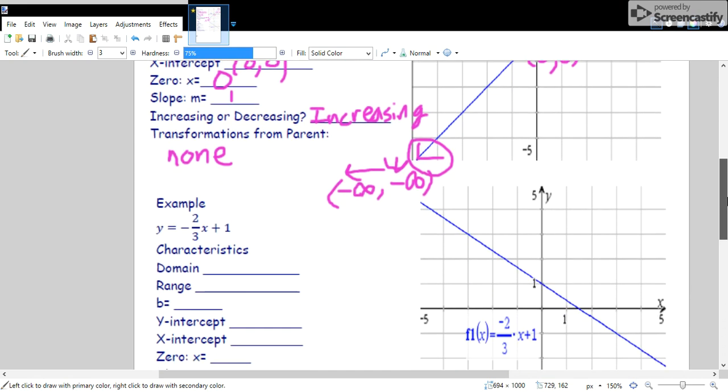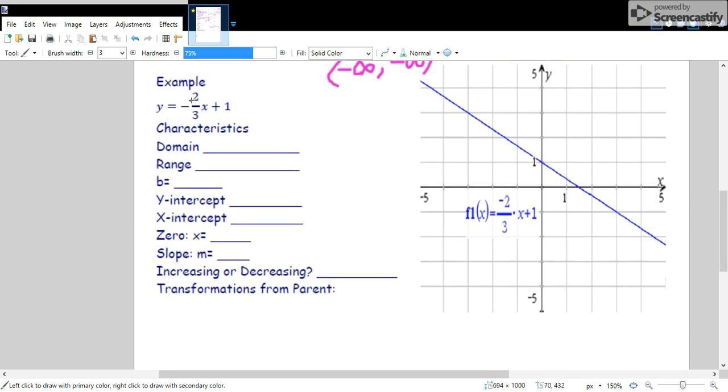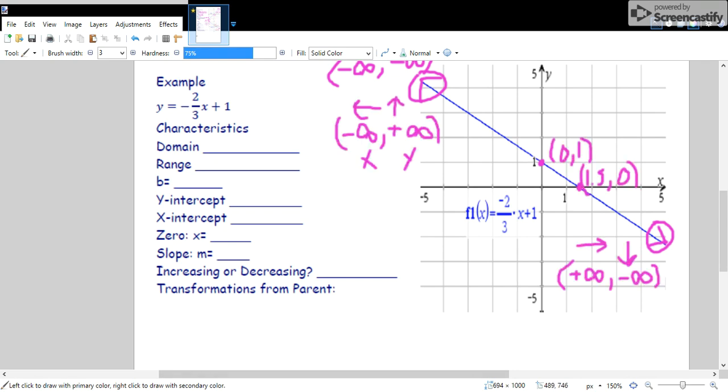Let's look at the next example. So we have y equals negative 2/3 x plus 1. Let's find our characteristics. But first, let's label our arrows and find our x-intercept and our y-intercept. So go ahead and pause the video, identify these arrows, and label these points. After labeling everything, you should get this.